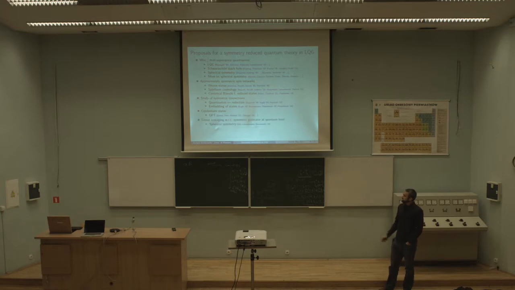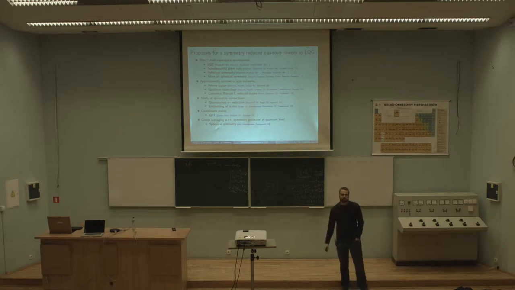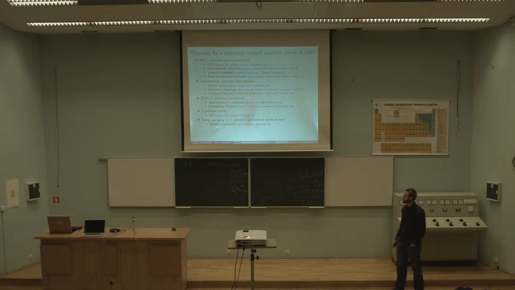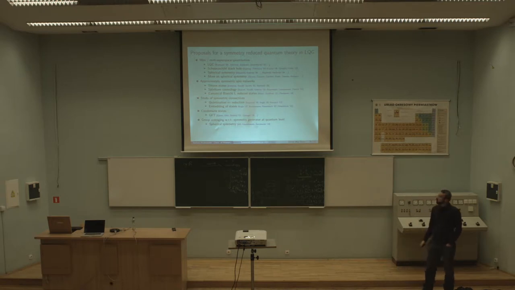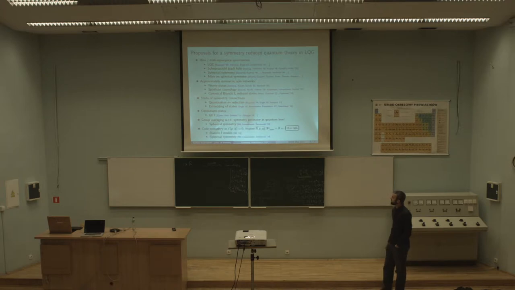And what you could also imagine doing is you find the symmetry generator of the symmetry transformation that you want to implement at the quantum level. And once you have this generator, you can group average with respect to this generator. And this can, for example, be done in spherical symmetry, as was shown in this paper. However, what I'm going to discuss today is yet a different approach, and it's the following.